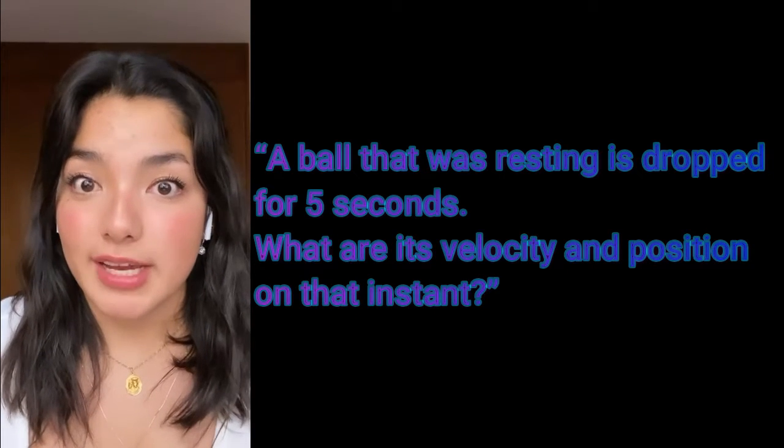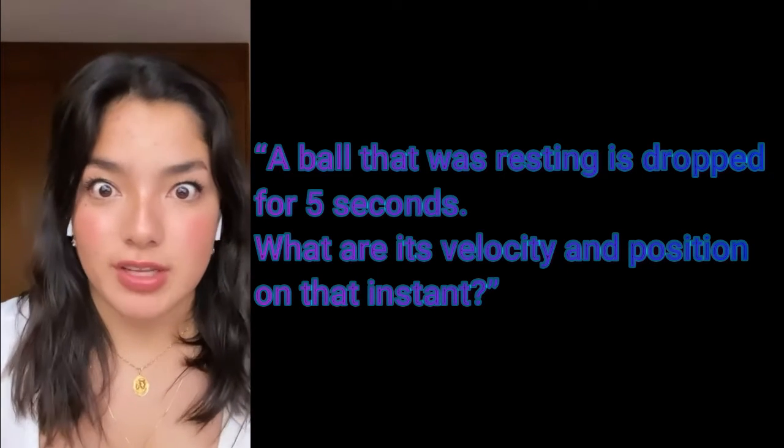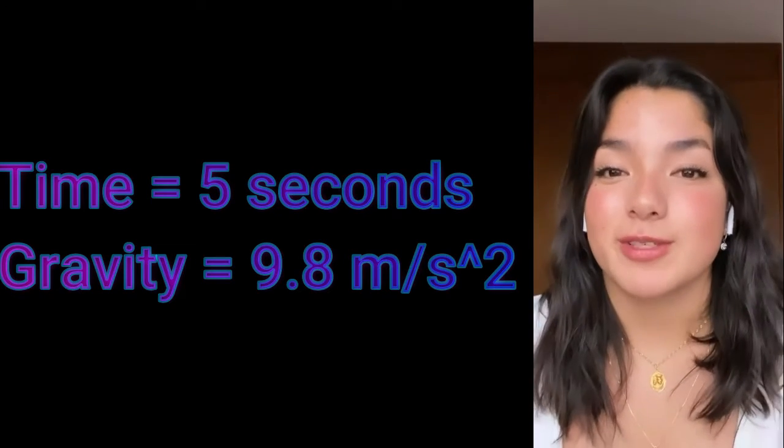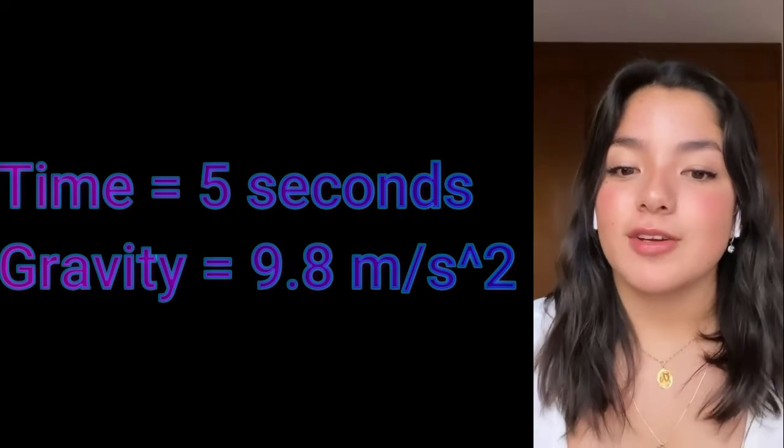Now I'm going to give an example of what Azanza just said, and I'm going to use the formulas that appeared on screen. Our example here is a ball that was resting and is dropped for 5 seconds. What is its velocity and position at that exact moment? The problem gives us a time of 5 seconds and a gravity of 9.8 meters per second squared because it's going down.